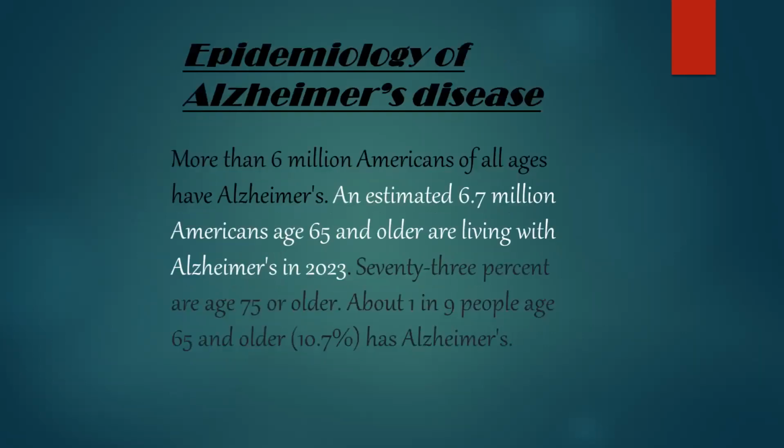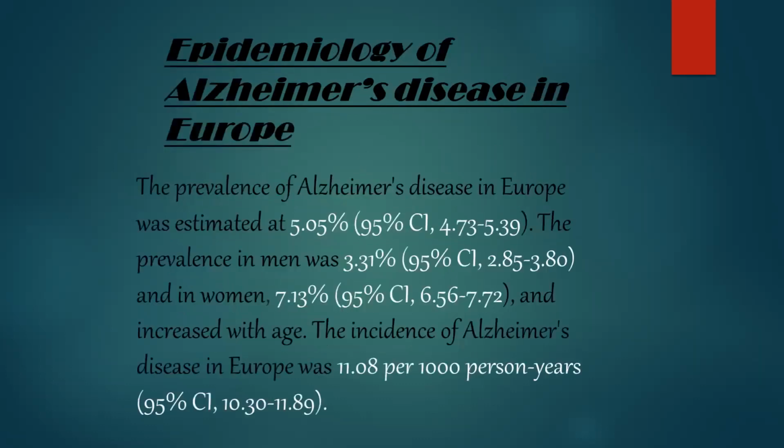Epidemiology of Alzheimer's disease. More than 6 million Americans of all ages have Alzheimer's. An estimated 6.7 million Americans aged 65 and older are living with Alzheimer's in 2023. 73% are age 75 or older. About 1 in 9 people aged 65 and older has Alzheimer's.